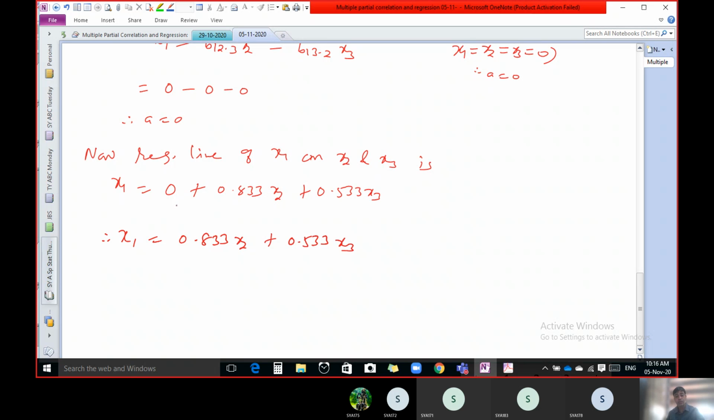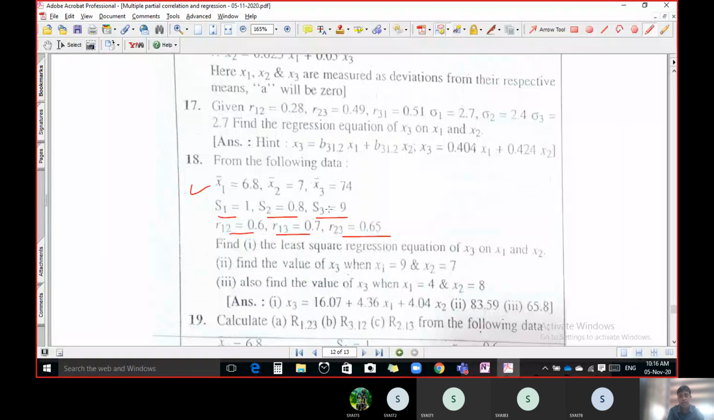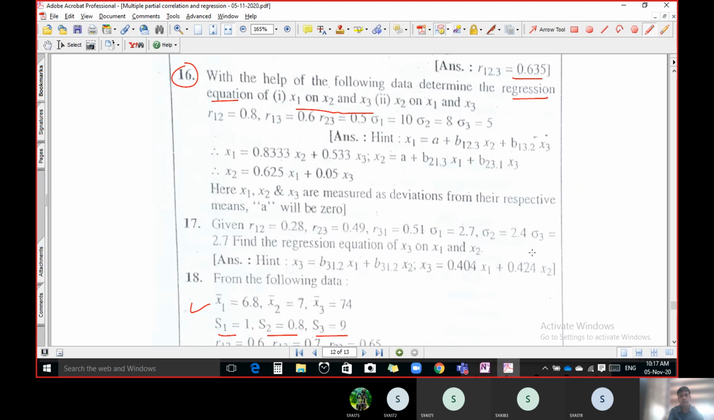So that is known about the estimated value of x1 for the given values of x2 and x3. In some examples it is given like: if x1 is this and x2 is this, find x3. If it is possible, when we have an equation of x3 on x1 and x2, we can estimate the value of x3 for the given values of x1 and x2. So sometimes that is possible.